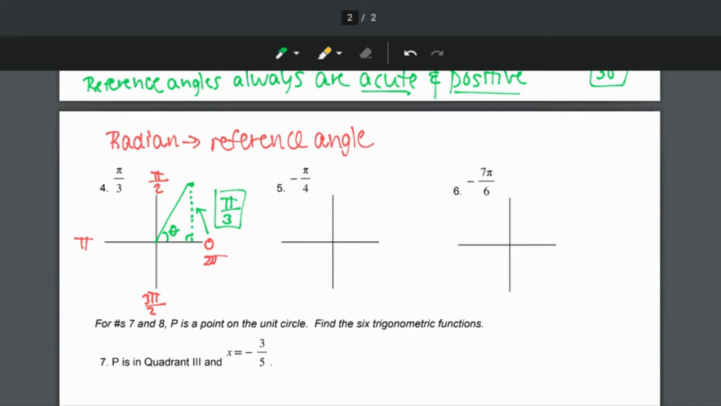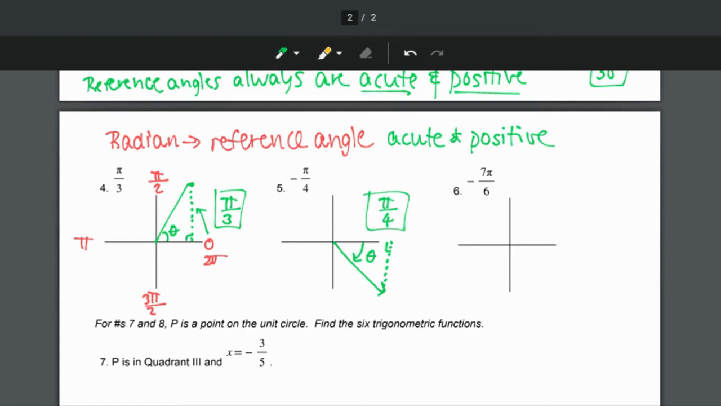For number 5, if we were to rotate in a negative direction, pi over 4 is 45 degrees. So this would be going negative 45 degrees. And so if I were to draw my triangle back to the x-axis, my reference angle is pi over 4. Recall that reference angles, again, have to be acute and positive, just like when they were with degree measures.